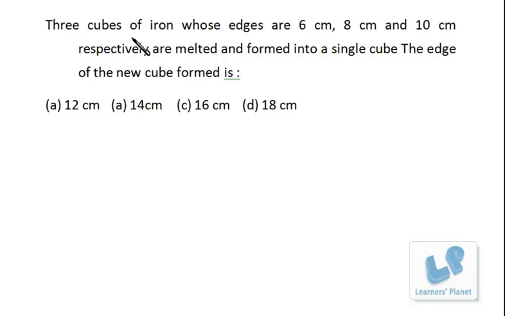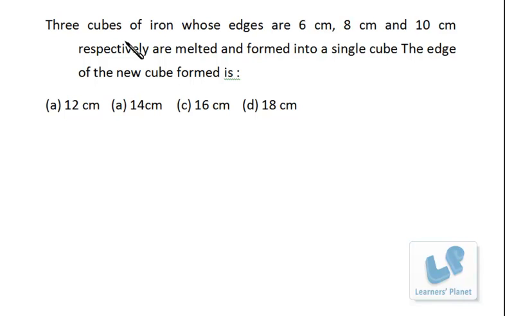Now in this question, 3 cubes of iron whose edges are 6, 8 and 10 centimeter respectively are melted and formed into a single cube. The edge of the new cube formed is. Friends, when one body is converted to the other, or when one 3D shape is converted to the other, only the surface area changes. There is no change in the volume unless there is a loss of maybe metal or maybe matter of which it is formed, right? So unless it is given that any loss is there, you have to assume that the volume remains same if we convert one shape into the other here.